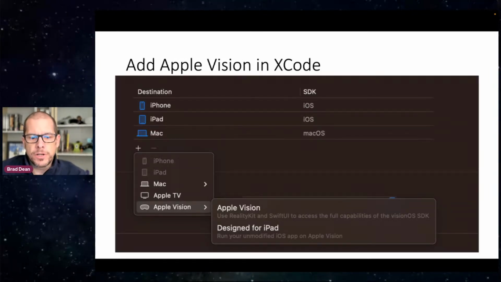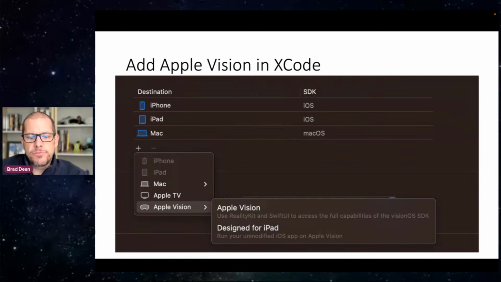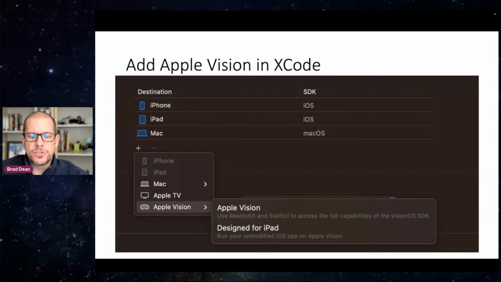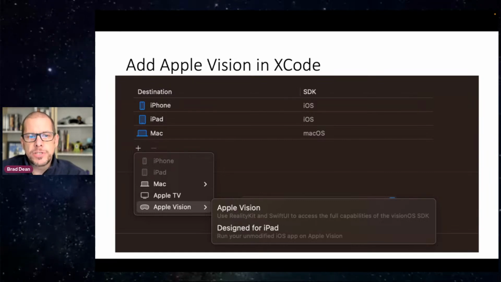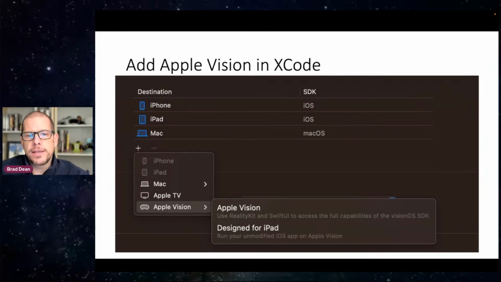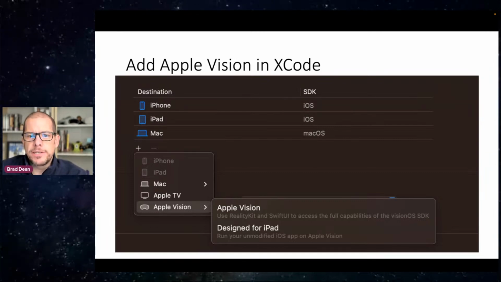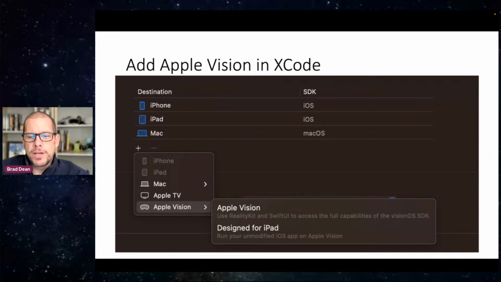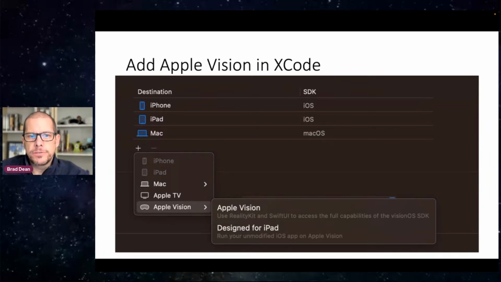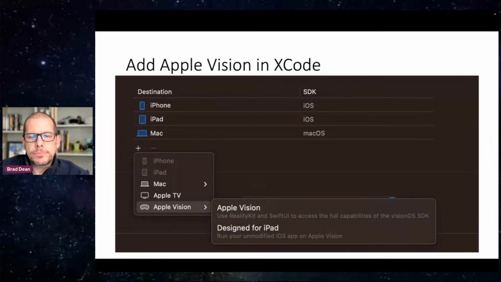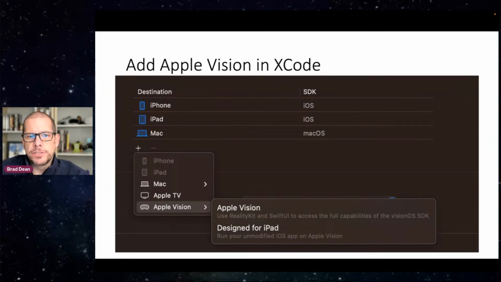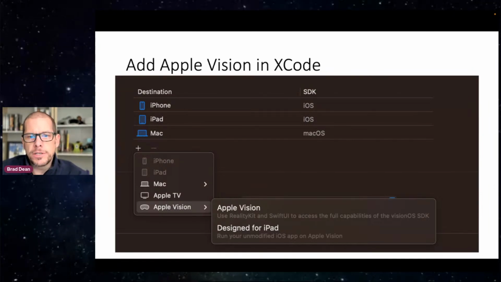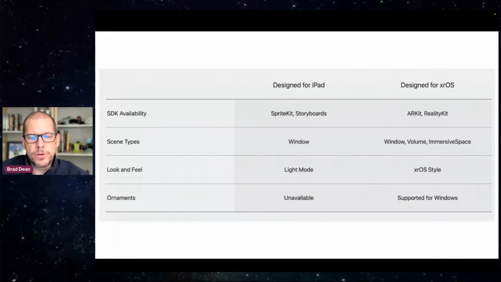Inside Xcode, and we'll go do this in a second, you add the platform destination of Apple Vision, and now you have 2 choices. You can install full Apple Vision using the new SDKs, or you can just say, I want to keep using the design for iPad variant, which allows you to run it in the simulator, allows you to publish it to the App Store, but it doesn't actually change the build target and it doesn't force you to change any code. So we'll look at what it looks like in the code.